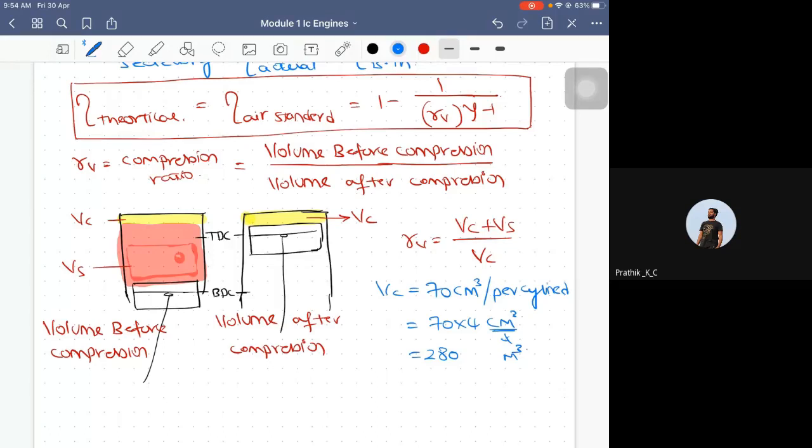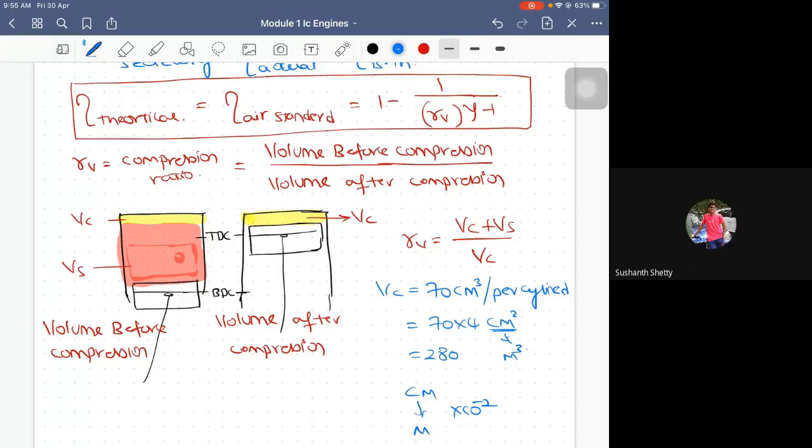What should I do to convert centimeter cube into meter cube? Okay. Centimeters to meters, how do you convert 100 centimeters to meters? Into 10 to the power of minus 2, isn't it? Am I correct?